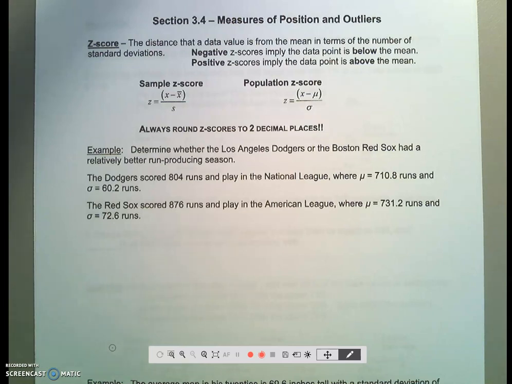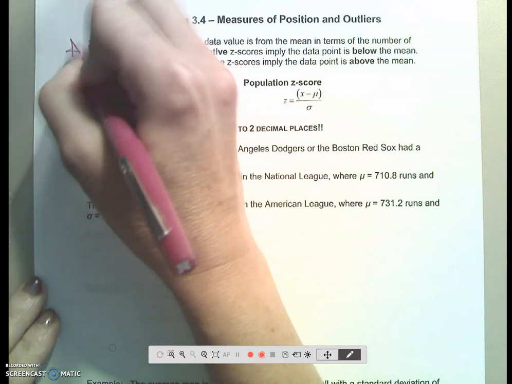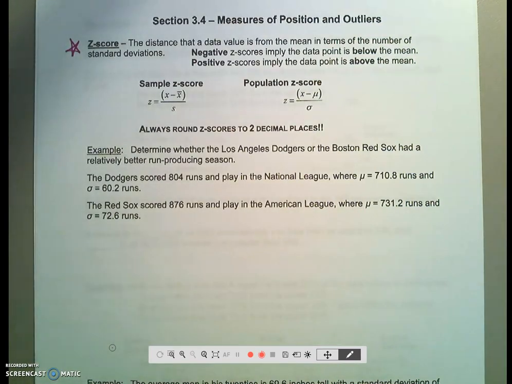So we're going to start off with a definition for something called a z-score, and this is a concept that we're going to see a few times throughout the semester. It's sort of an important one. And what a z-score is, it's a measurement, a number that's going to measure how far away from the mean your particular data point is.